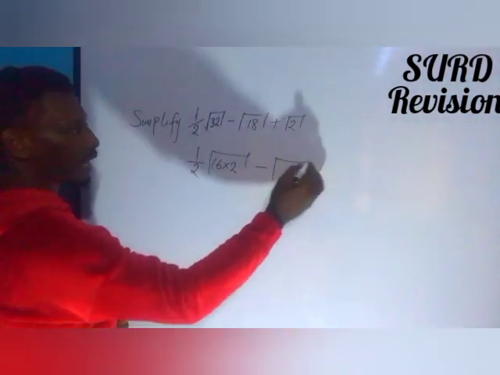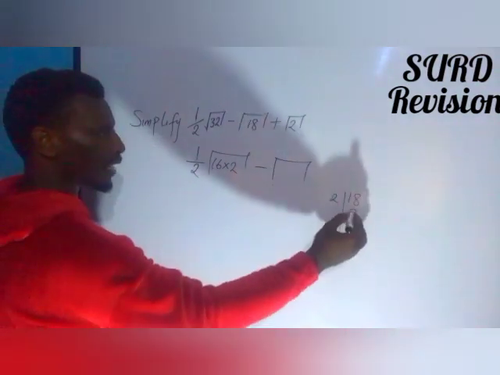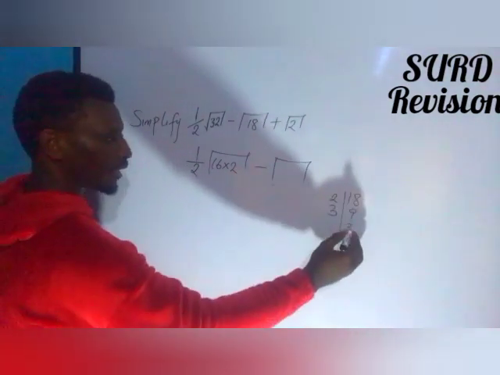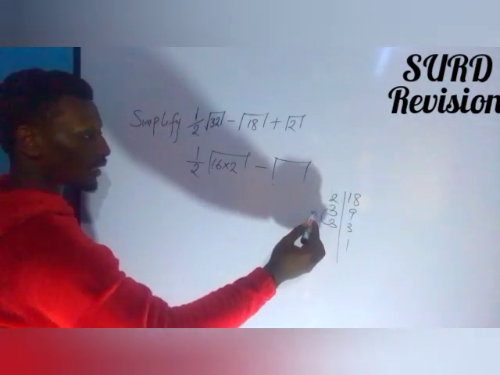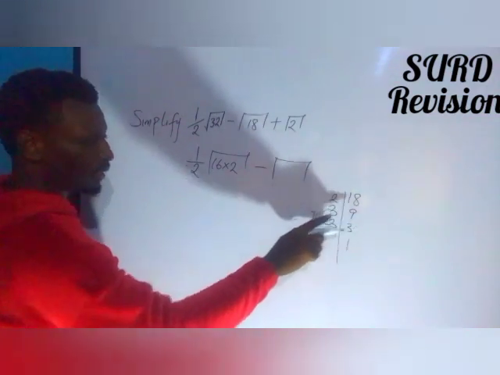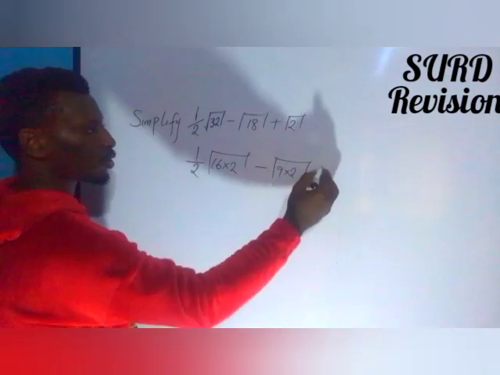Minus surd 18. Another name for 18: 2 into 18 is 9, 3 into 9 is 3, 3 into 3 is 1. So you take the pairs, 3 and 3 is 9, so 18 is 9 times 2, followed by plus surd 2.